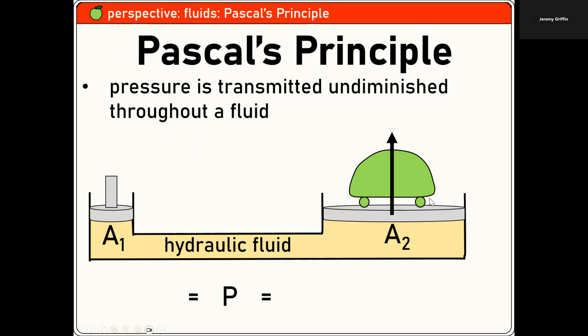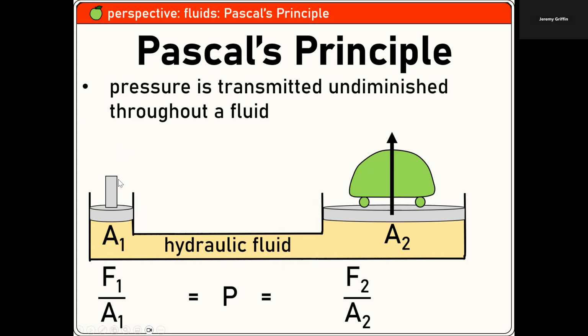Now, Pascal's principle, and in this picture here I'm looking at a hydraulic lift. How much input force does it take on the left side to lift this car? The principle here is that pressure in this hydraulic fluid is undiminished. So the pressure on the left side and the pressure on the right side are the same. There's only one pressure inside that fluid, pretty much. And guys, what is pressure? It's what over what? Force over area.